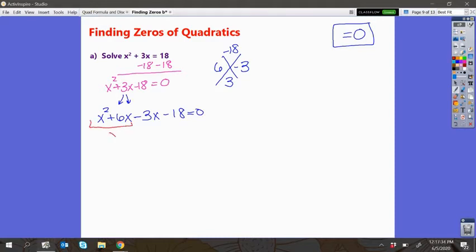So the GCF of my first group here is going to be x. The GCF of my second group here is going to be -3. Don't forget about the leading coefficient being negative. That means your GCF also has to be negative.